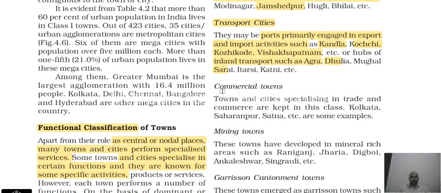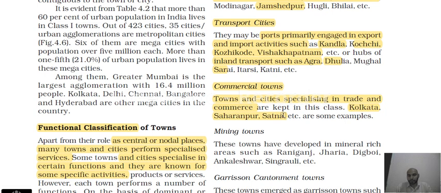Next is called commercial town. Commercial is basically related to trade. Commercial cities are related to trade, like Surat. It is a commercial town because of the trade of diamonds. Almost 70% of the rough diamonds polished all over the world are polished in Surat. Towns and cities specializing in trade and commerce are kept in this class. Kolkata, Saharanpur, and Satna are examples of this.